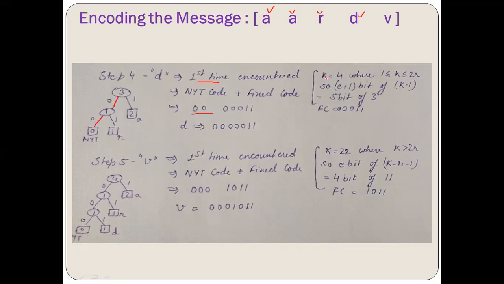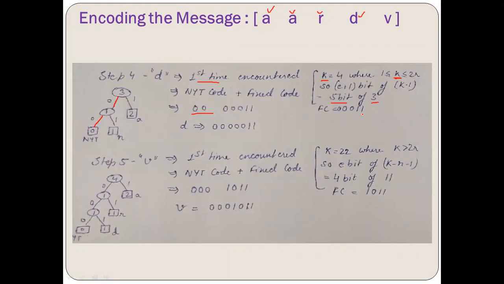Next is fixed code. Fixed code, we all know. First of all, find out the value of K. The position of D in alphabets is 4. A, B, C, D, 4th position. Again, I'm going to check whether K is lying in between this particular condition. Yes, 4 is lying in between this. So E plus 1 bit of K minus 1 representation. E plus 1 is 5 bit, K minus 1 means 4 minus 1, that is 3. So 3 will be represented in binary form of 5 bits.